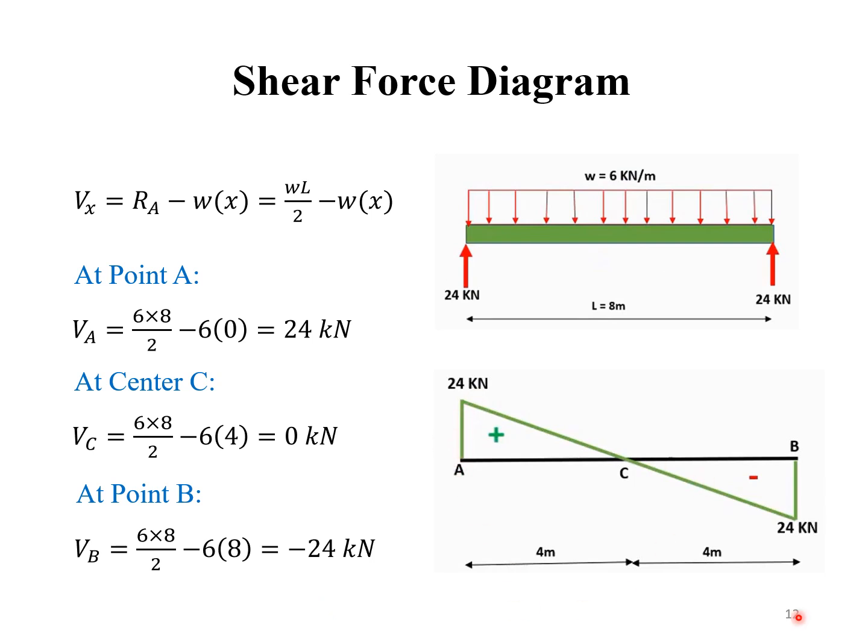Now we will calculate the shear at the center of the beam at point C. X will become 4 meters from point A, so the VC is 0. At point B, X will be 8 meters. The shear force would be minus 24 kilonewton. The shear force equation is linear, so the shear force diagram looks like this. The upper part would be positive and the lower part would be negative.